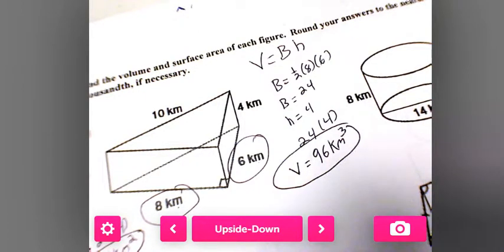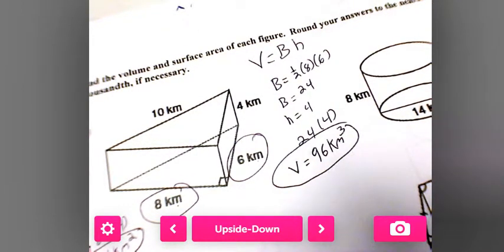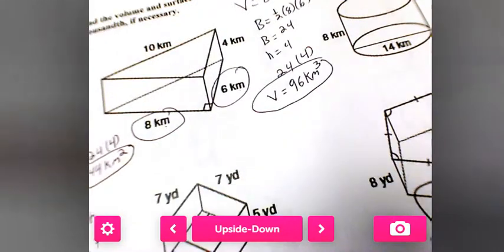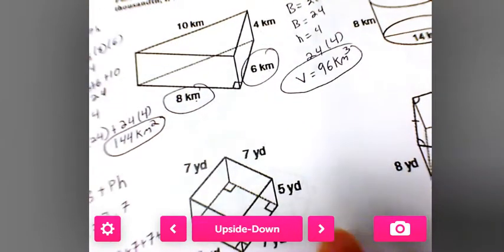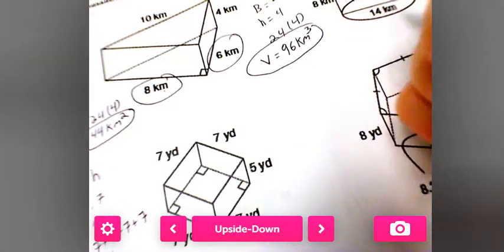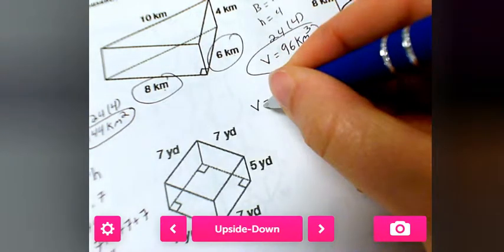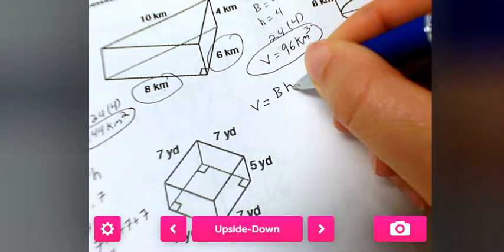Should we try the square? And then I think we should try a harder one. Okay, let's look at the square. Or rectangular prism, I should say, right? I'm your teacher. Volume equals area of the base times the height.